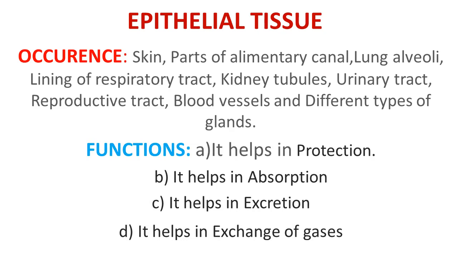Now, the next important thing is its functions. So, what are the functions of epithelial tissue? As we know, it helps in protection, it helps in absorption, which means it is responsible for absorbing certain materials into the body. Especially we can give an example here in case of digestion. During the digestion process, the small intestine is going to absorb the digested food. That absorption of digested food is done by the small intestine because they have special structures called villi. In that villi, we can see the presence of these epithelial cells which help in absorption.